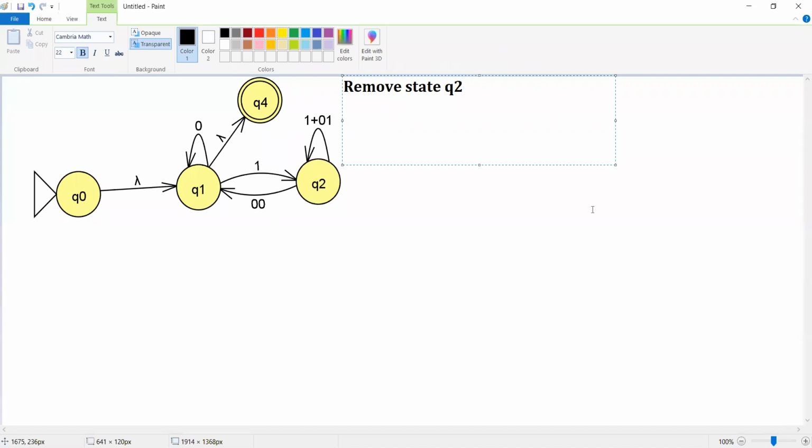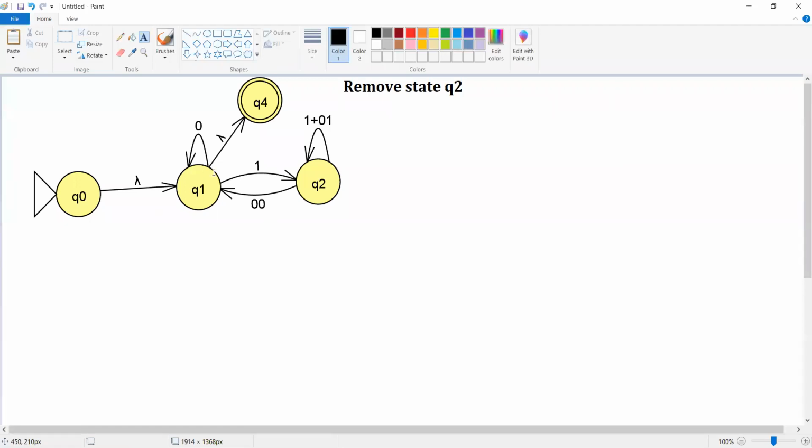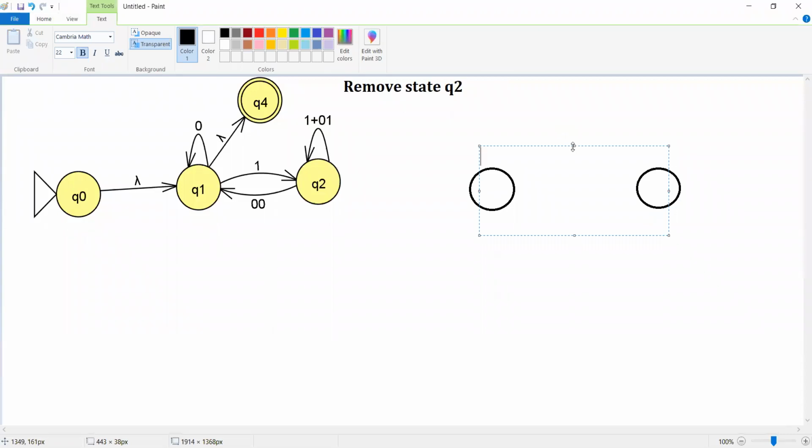Remove state Q2. Okay, now what we have to take over here, we need to consider these two states. What are the two states? Q1 and Q2. Now we need to consider all the incoming as well as outgoing transitions of it. So this is going to be Q1 and this is going to be Q2.